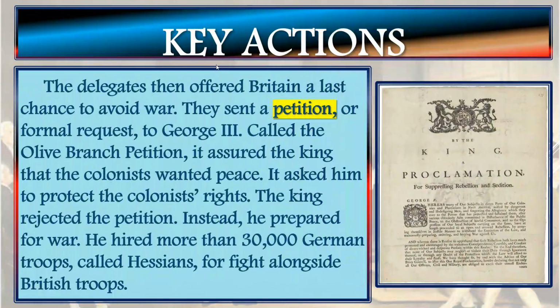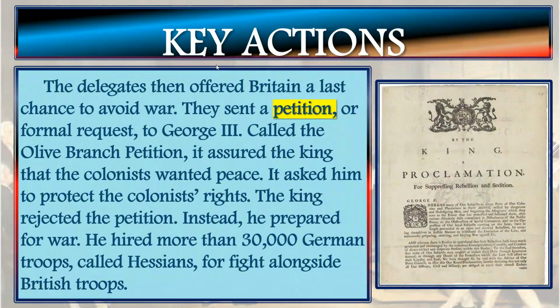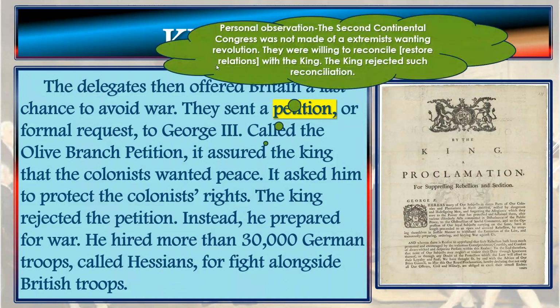The delegates then offered Britain a last chance to avoid war. They sent a petition or formal request to George III. Called the Olive Branch Petition, it assured the king that the colonists wanted peace. It asked him to protect the colonists' rights. The king rejected the petition. Instead, he prepared for war. He hired more than 30,000 German troops called Hessians to fight alongside the British troops. So, as you can see, George doesn't go along with this, right? The Second Continental Congress was not made up of extremists wanting revolution. They were willing to reconcile or restore relations with the king.